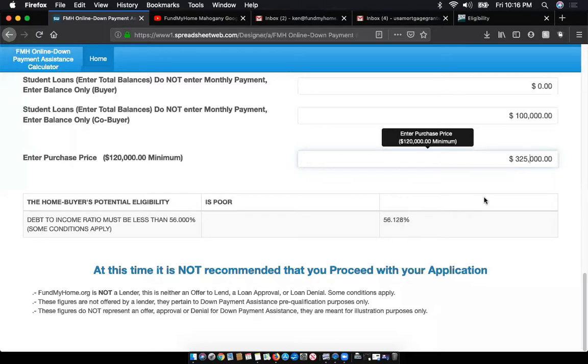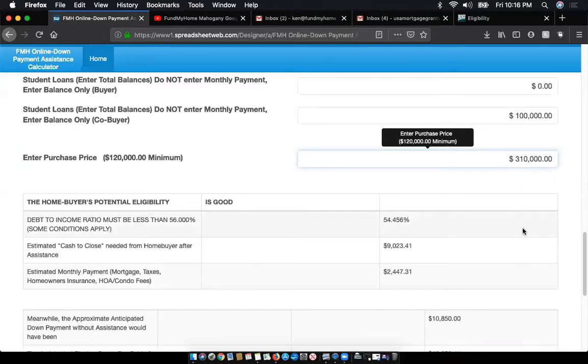It's still bad. So 320. Put 310. So you play with this and you discover the maximum potential eligibility. Boom, there you go. 54%. So you're good about 315,000. Put 315 just to double check. 315, calculating, boom, you're good.